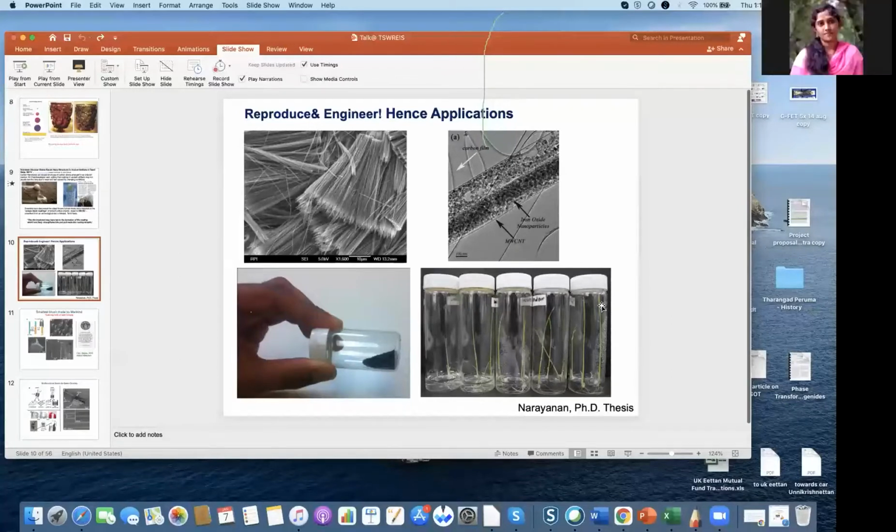Okay. There is a question. Can you please give some examples of a nanosheet which is an insulator?